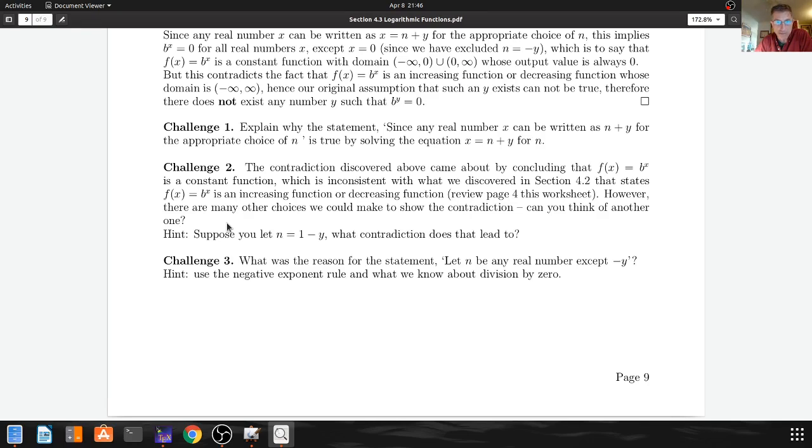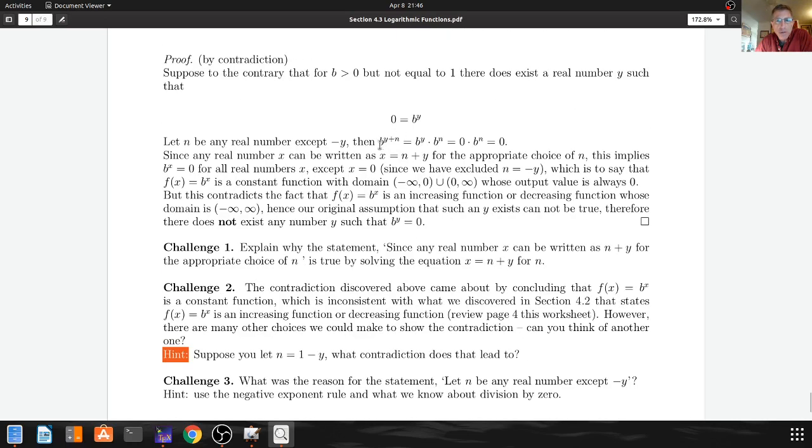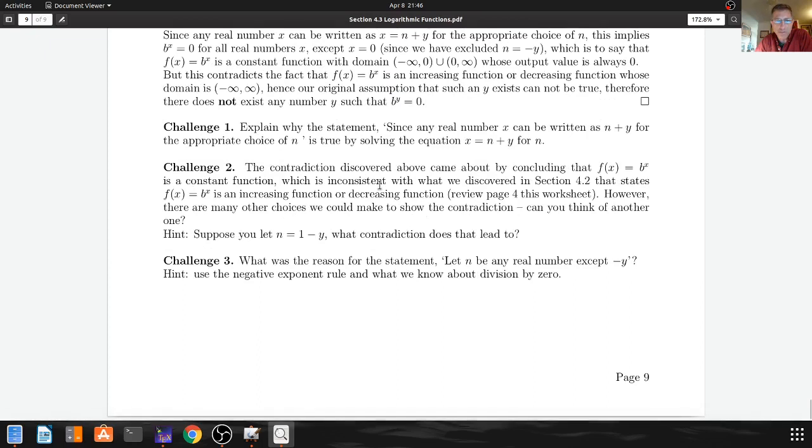That's okay. That's the reason you reread it and you think about it. I give you a hint. Suppose you let n is equal to 1 minus y. Compute the value of b to the y plus n when n is equal to 1 minus y. Do you get the answer 0? If you don't get the answer 0, you found a contradiction.